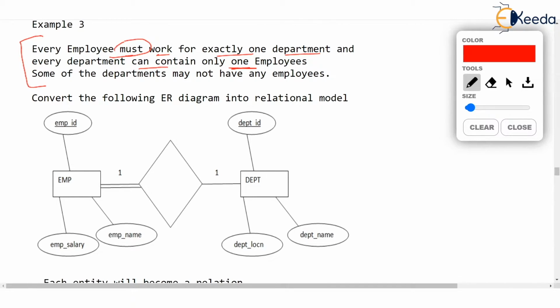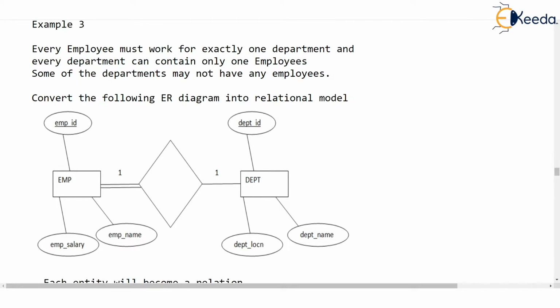This diagram was discussed in detail in the earlier video, so I am not discussing why this double line, why this single line. Obviously, this is a one-to-one relation and the attributes are also understood. Finally, how to convert this into relational model?